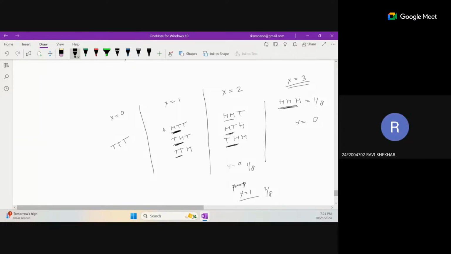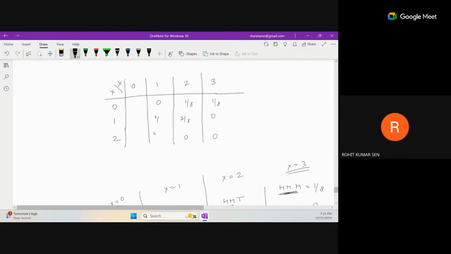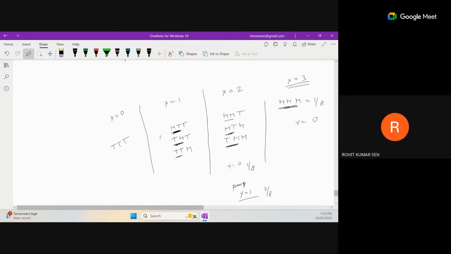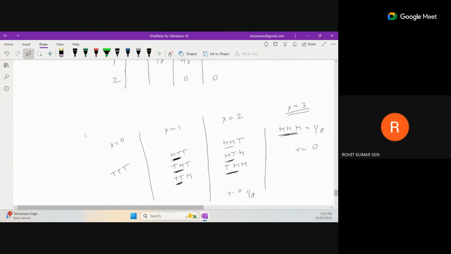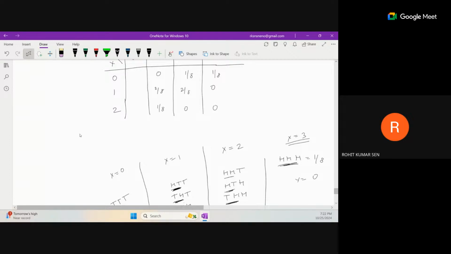For tails, sir? Yeah, in the first two tosses, see how many tails we have. Yes, sir. So it is 2 by 8. Now, the number of heads x is equal to 1 and y is equal to 2, meaning 2 tails. What is the probability? 1 by 8. Is it clear how it is 1 by 8?